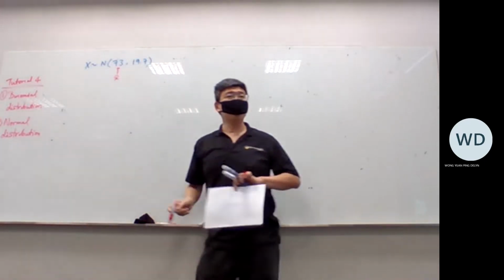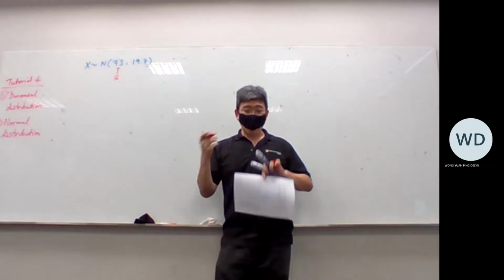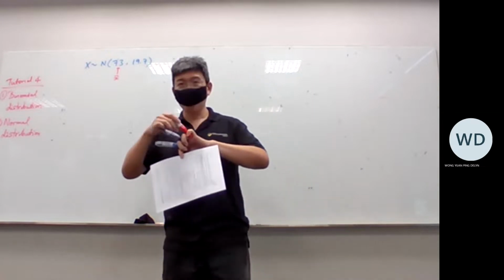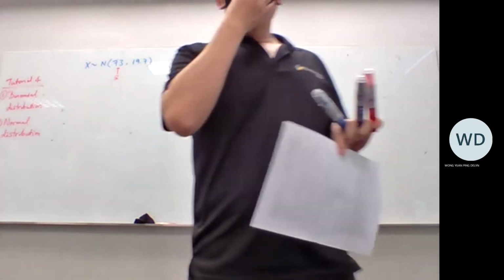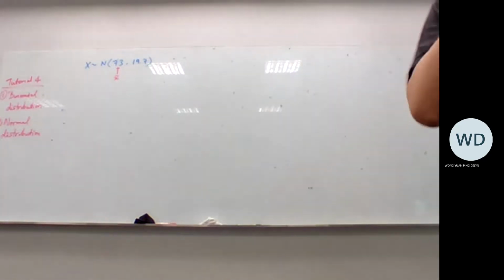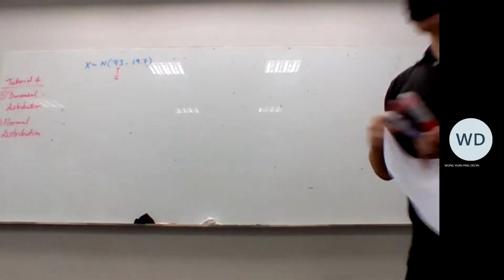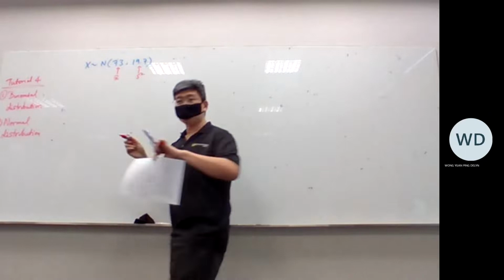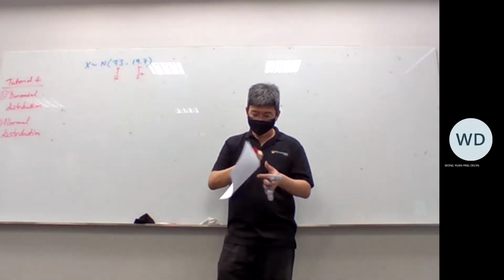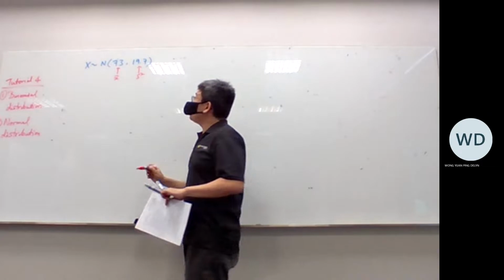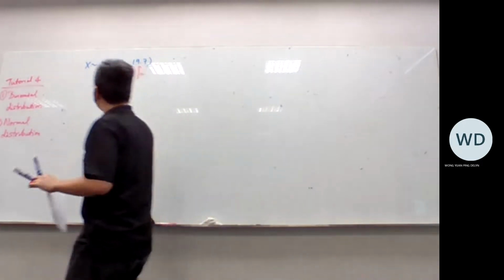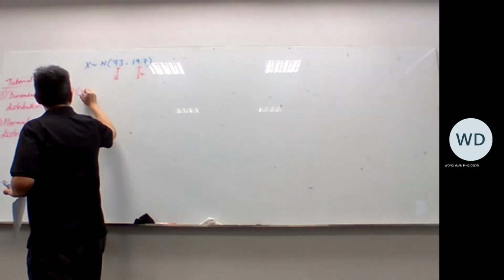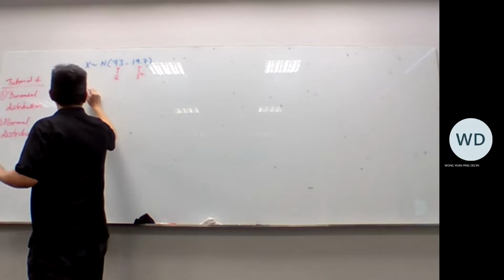How about 19.7? Is it standard deviation or variance? Check your notes. Is that S or S squared? S squared, correct. So this is actually your variance. Right? So you want to find the probability. Let's say you have a sample size that's large. You want to find the probability that X is more than 80.